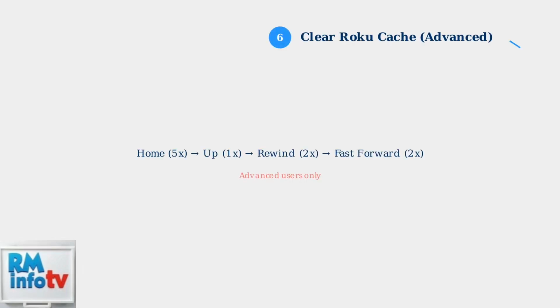For advanced troubleshooting, clear the Roku cache using this button sequence. Press Home 5 times, Up once, Rewind twice, and Fast Forward twice. This clears temporary data that might be causing issues.